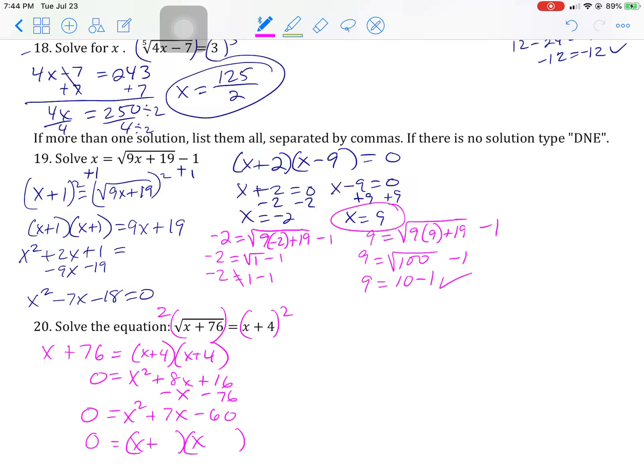Let's see. This is 12, right? 12 and 5. So 12 needs to go here. 5 needs to go there. X plus 12 equals 0. Minus 12 minus 12. And x minus 5. X equals 5. So they need to be checked.